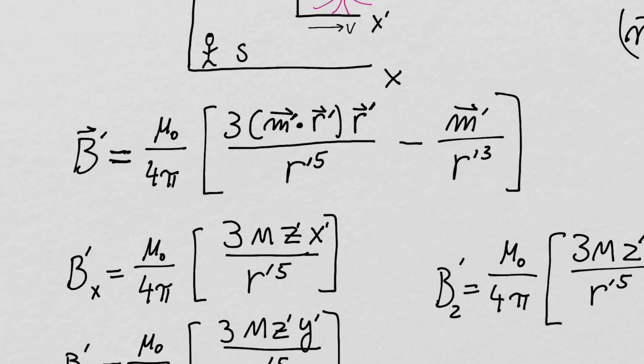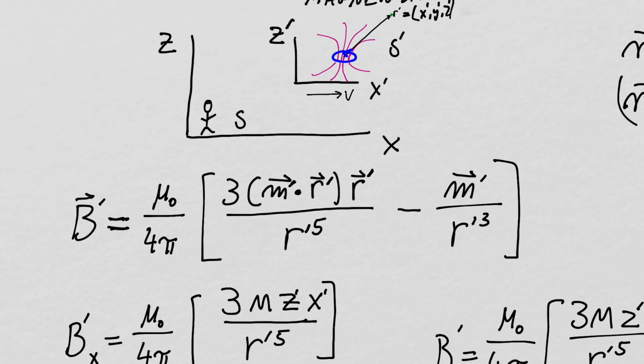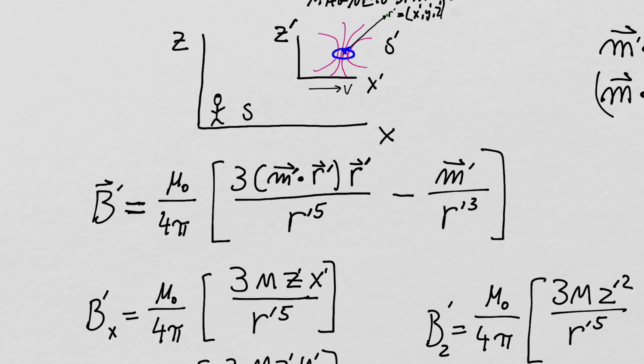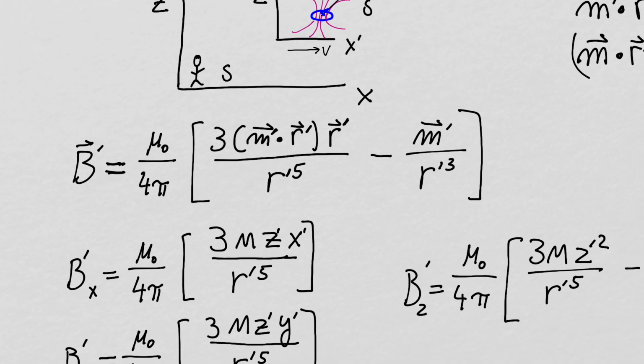Of note is that you've got this vector expression up here. Everything with a little arrow on it is a vector, and it's in the prime frame, right? Because the way we set it up, we've got a dipole that is stationary in the prime frame. So this is the formula for a stationary magnetic dipole.